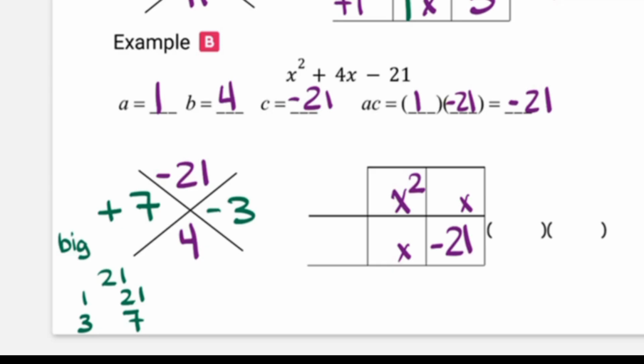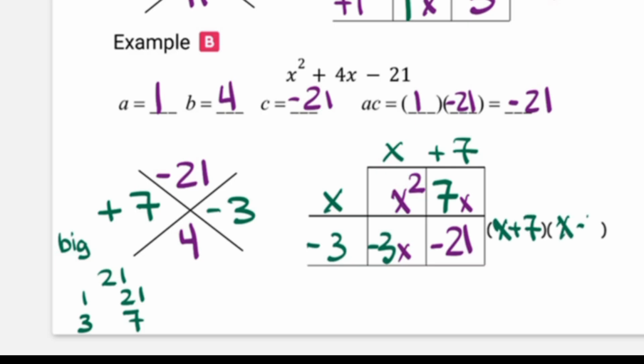Now I'm going to complete my box by putting that 7 in front of my x in the top row, and I'm going to put -3 in front of my x in the bottom row. Looking for my greatest common factor of x squared and 7x, I have an x. And x times x is x squared, and x times 7 is 7x. X times -3 is -3x, and give yourself a check. Is -3 times 7 -21? And yes, it is. Our answer is x plus 7 times x minus 3.